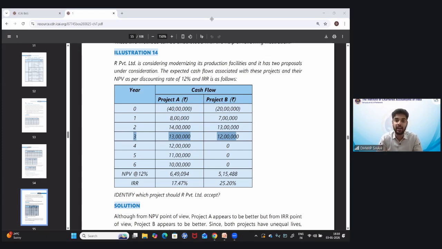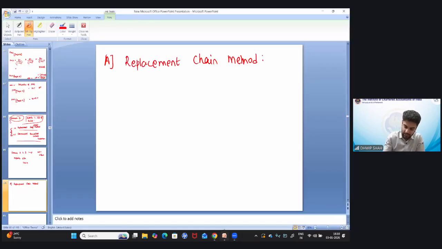If we are taking the entire project B, we need to invest now because at the end of third year, the project was completed and closed. Now we are again taking up the project. So again investment will come, new additional investment at the end of year 3. Followed? So now how to solve this? So first is replacement chain method.